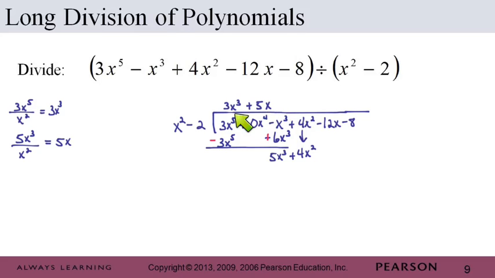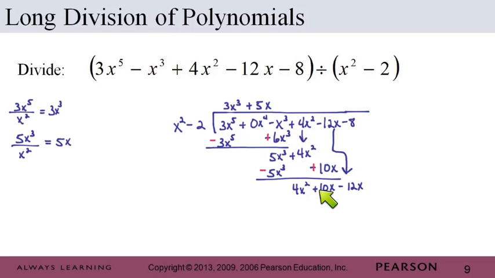Multiply back. 5x times x squared gives us 5x to the third. 5x times negative 2 gives us negative 10x. Now notice I've lined it up over here. I'm going to go ahead and change signs and add. Okay, when I add, my 5x to the third minus 5x to the third adds up to 0. I don't have anything to combine with this 4x squared, so I keep it, and then my positive 10x, and now I'm ready to pull down this negative 12x, and let's combine like terms.